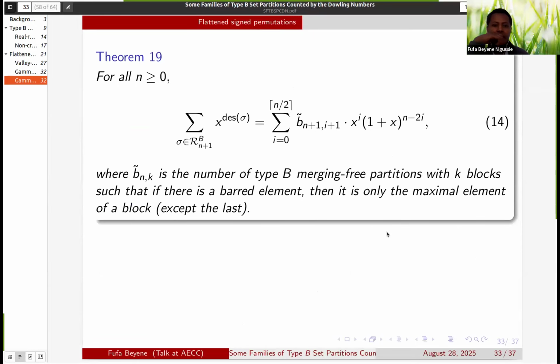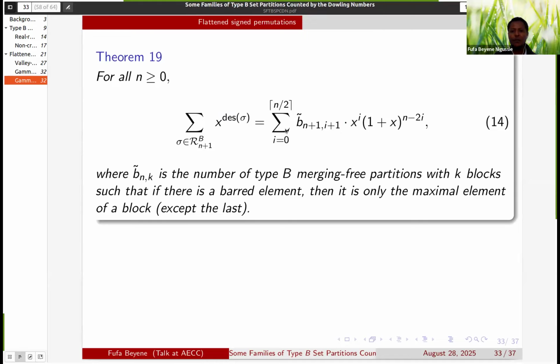Using this, we have the following main result, given by this Theorem 19. The distribution of descents over the set of flattened signed permutations is given by this one. As you may have recognized, it is an instance of gamma positivity. So B tilde here is the gamma basis, which we have already defined. We have proved that the descent distribution is gamma positive.